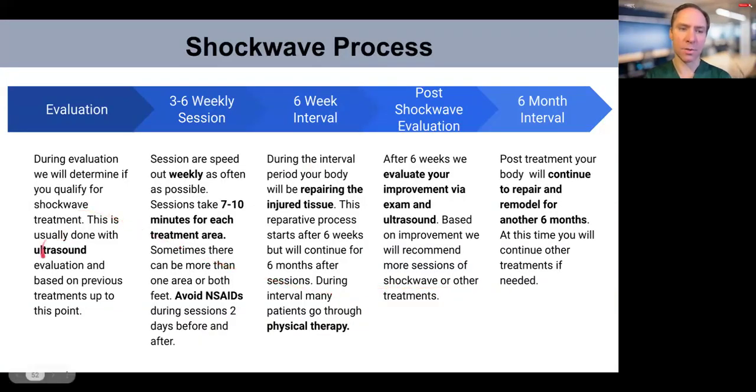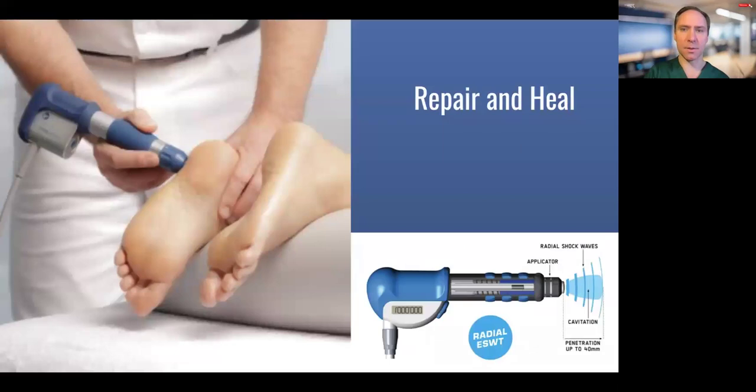I usually start with the initial ultrasound evaluation. That's what makes me realize I need it. I do these weekly for 3 to 6 weeks. If it's less than 6 months, usually 3. If it's over 6 months, usually 6. 7 to 10 minutes to each area, and you want to avoid any anti-inflammatories. We have focused and radial, so I'll talk about that in a second. That's going to help repair the injured tissue, and then after that, I see them in 6 weeks, at which time they go to physical therapy, and then we kind of re-see how things are doing with the ultrasound. So that's kind of how I do that.